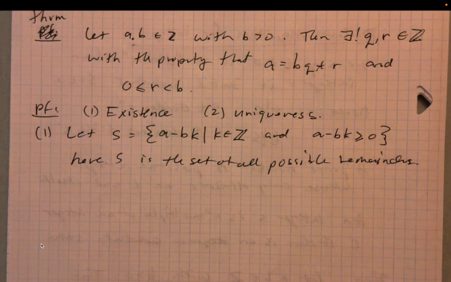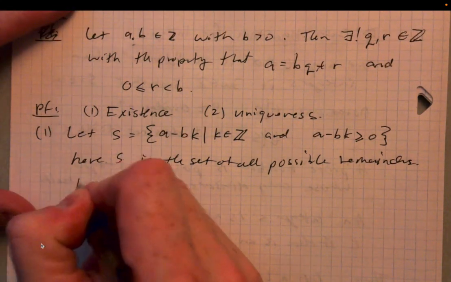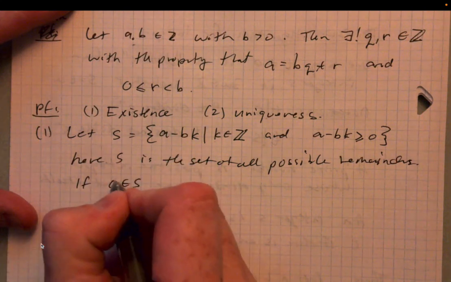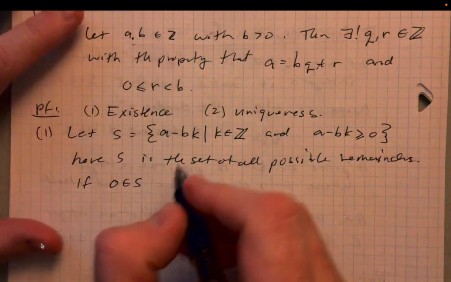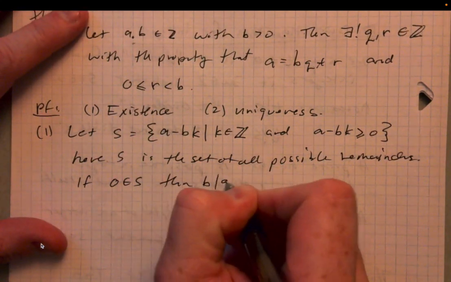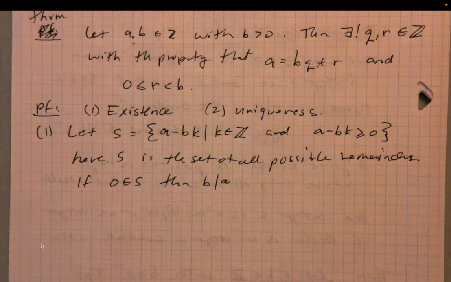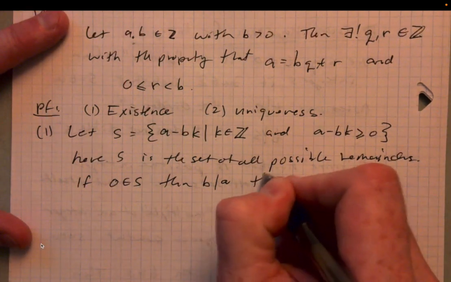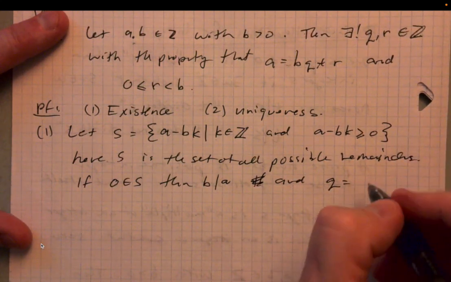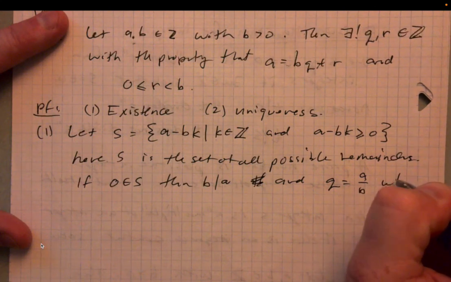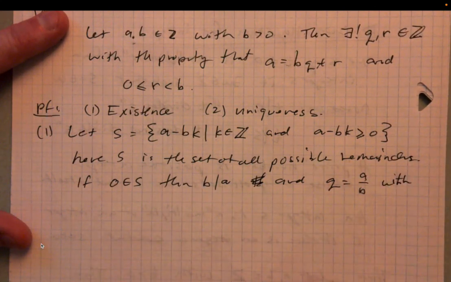Okay. So first thing we can say is if 0 is in S, the number 0, if 0 is a possible remainder here, then b is going to divide a. If it's possible to find an integer such that there's no remainder, then that means b divides a. And so if b divides a, then q is equal to basically just a over b with a remainder of 0.